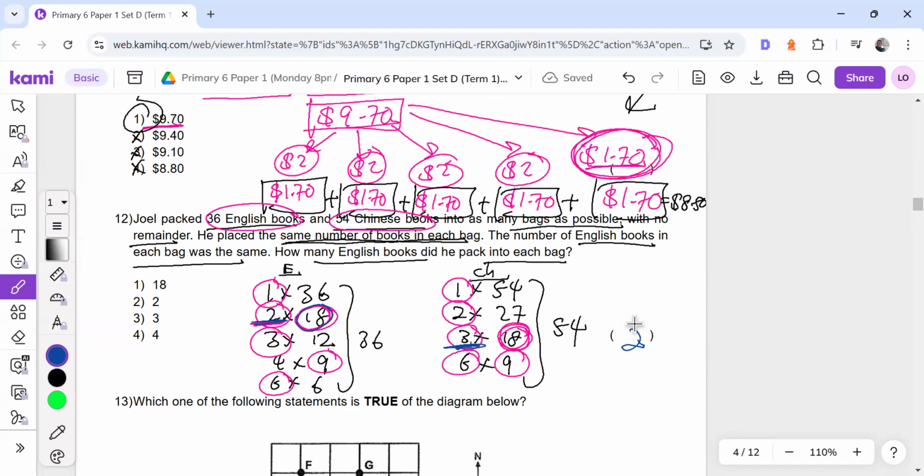Okay, got it? So when do I use factors? When I see the clue, right? What kind of clue? I know how many English books. I know how many Chinese books. I also see the clue where there's the same number of books in each bag. Every bag must have an equal number of books, and that's a clue to tell me that I can use factors.